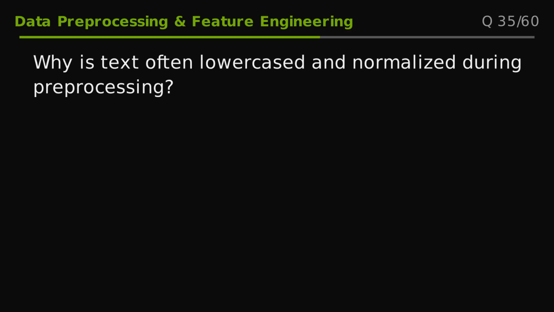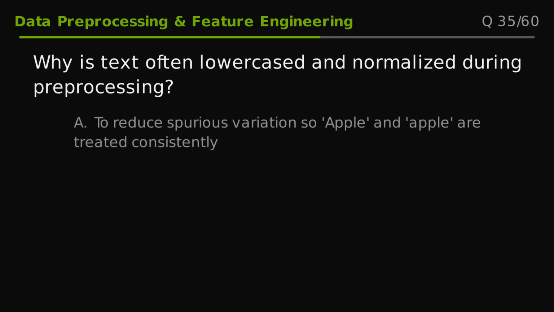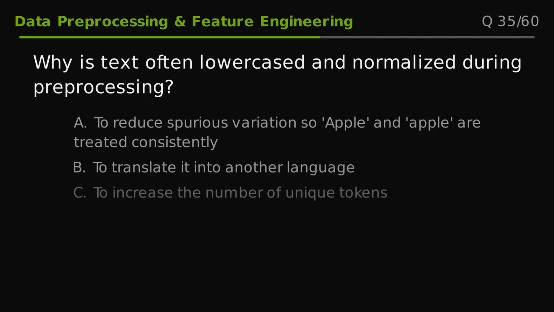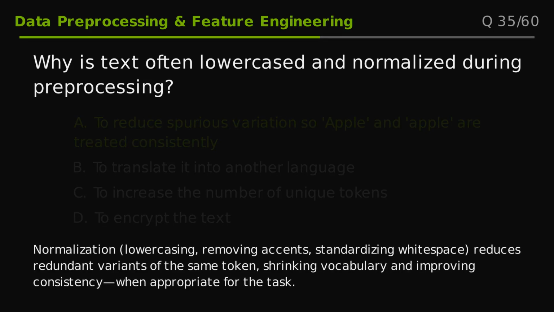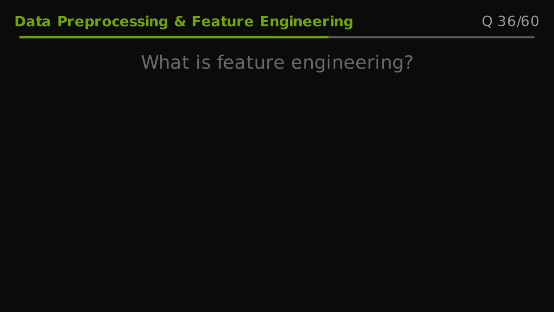Question 35. Why is text often lowercased and normalized during preprocessing? Option A, to reduce spurious variation so Apple and apple are treated consistently. Option B, to translate it into another language. Option C, to increase the number of unique tokens. Option D, to encrypt the text. The correct answer is A. Normalization, lowercasing, removing accents, standardizing whitespace, reduces redundant variants of the same token, shrinking vocabulary and improving consistency when appropriate for the task.